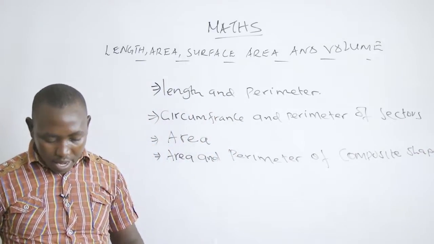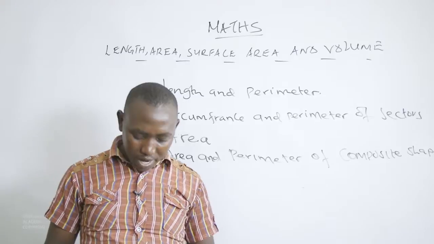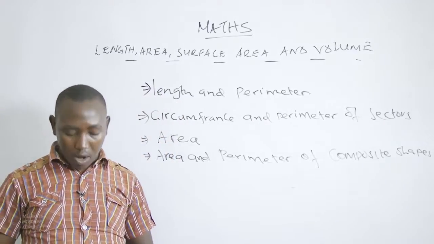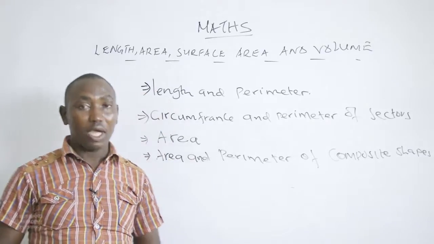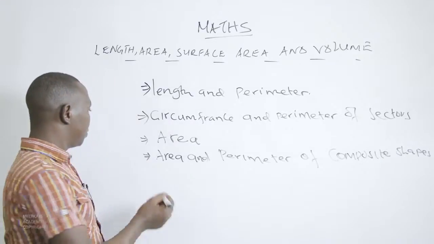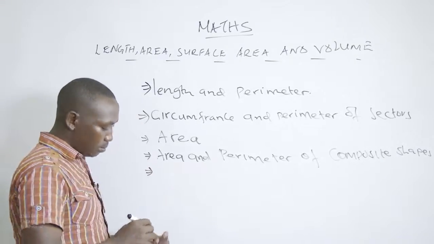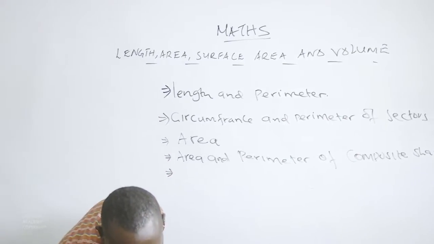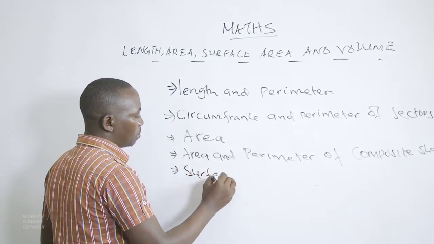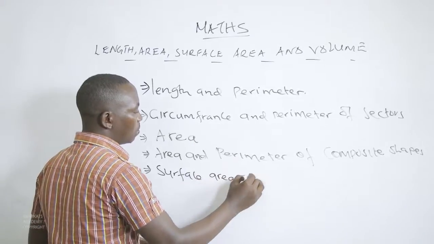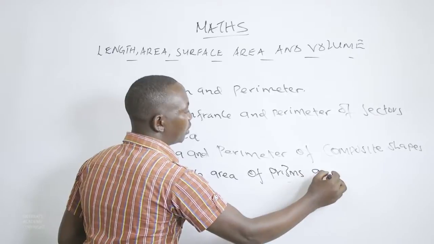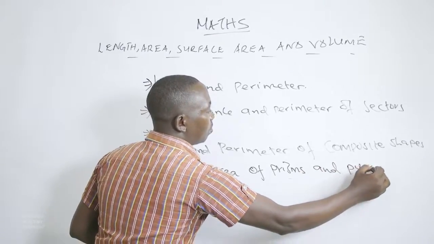Then after learning about how we can find the perimeter and area of composite shapes, we shall also revisit and look at how we can get the surface area of prisms and also pyramids.